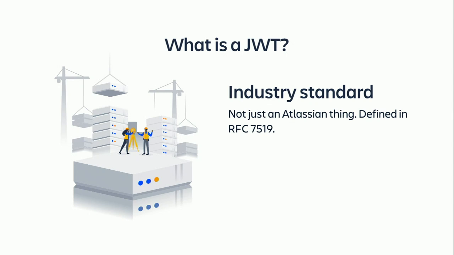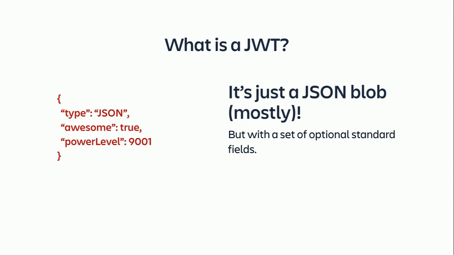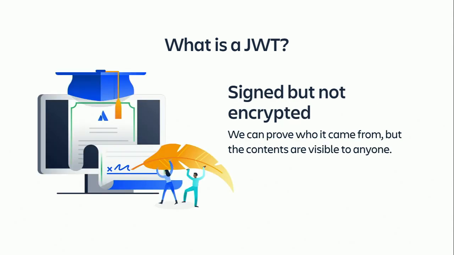It's actually widely used for various things. And it's pretty much just a JSON blob with some extra bells and whistles. Every field in the blob is called a claim, and it can contain anything you like, anything that's valid JSON. Finally, an important property is that it is signed but not encrypted. So it can be verified by anyone, but anyone can also read the contents.